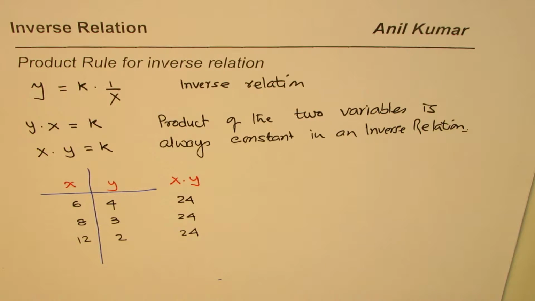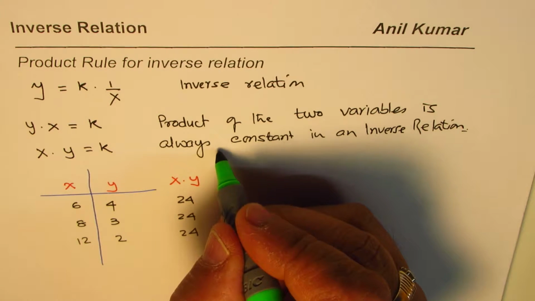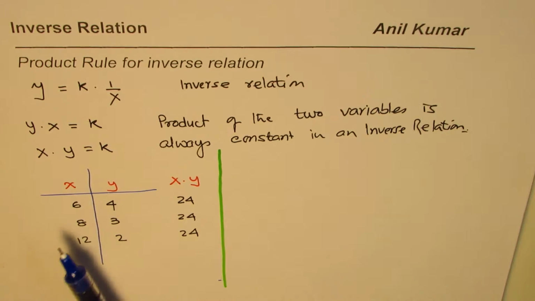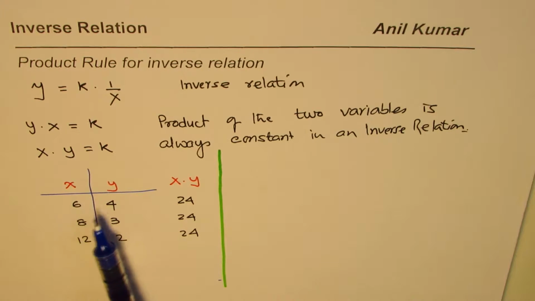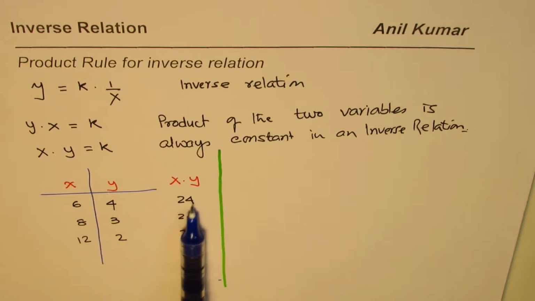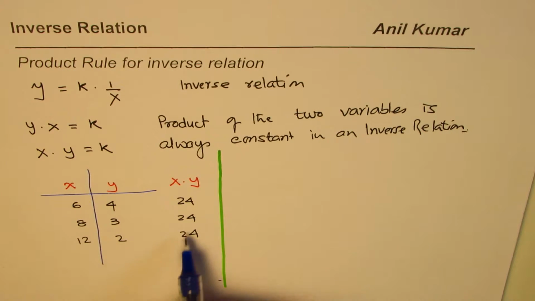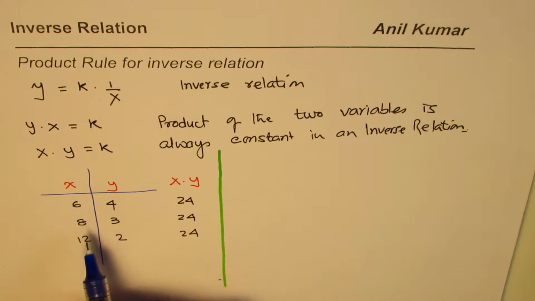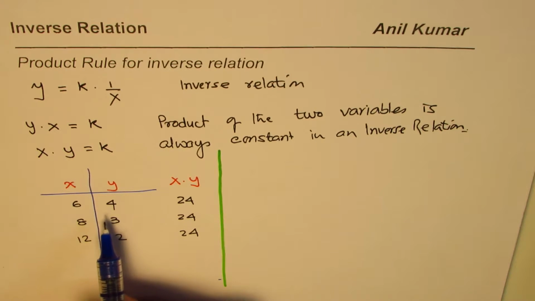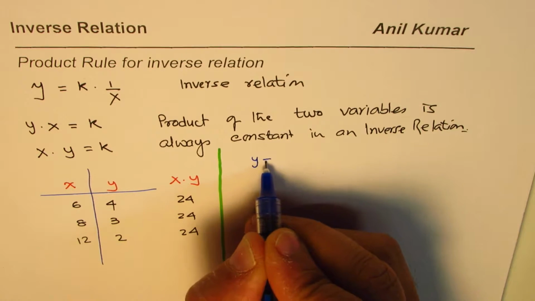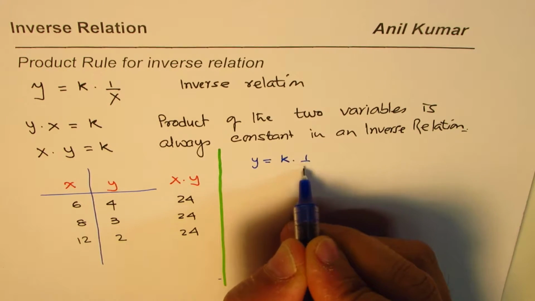What we've done is we have just taken some values. They're not really random because we have thought about it. The criterion here is that these values are such that their product is 24. If that is the case, will they represent an inverse relationship? Well, let's figure it out. When we say inverse relationship, we say y equals k times 1 over x.